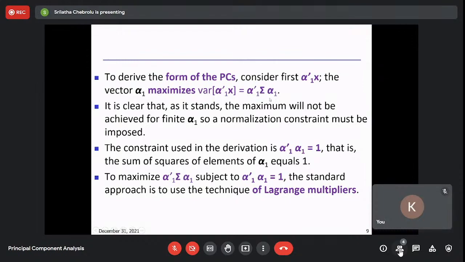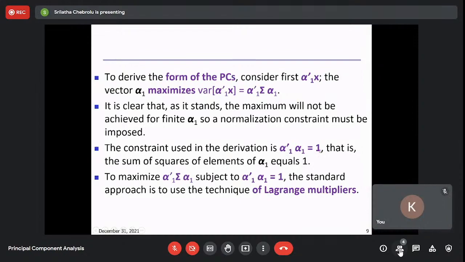Maximizing the variance means this term has to be maximum, and it has become an optimization problem. This term has to be maximized. It is clear that, as it stands, the maximum will not be achieved for finite alpha 1, where sigma is the covariance matrix. So a normalization constraint is used. This is the constraint.